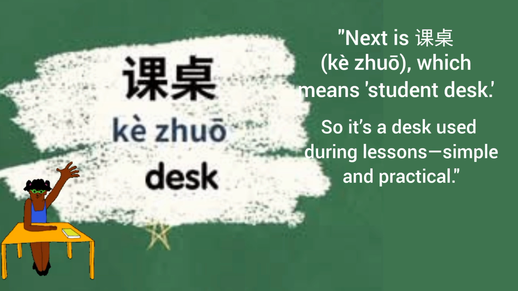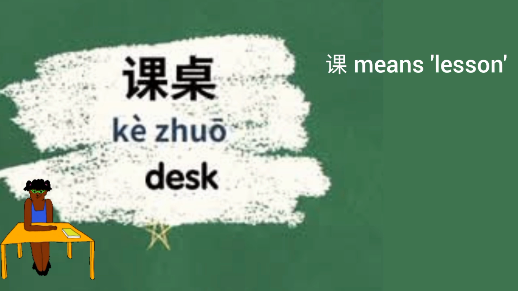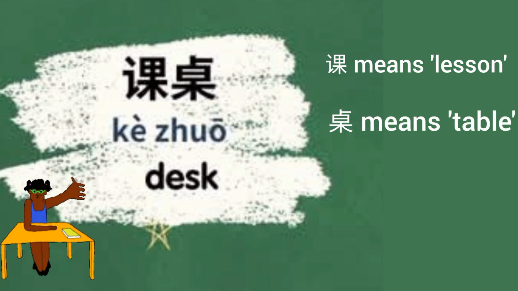First character is 课, it stands for lesson. Second character is 桌, it stands for table, so together it makes 课桌, student desk. Hope you learn it. Let's watch examples to learn it even more.